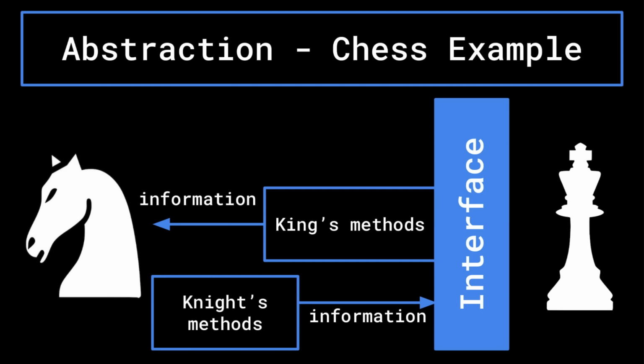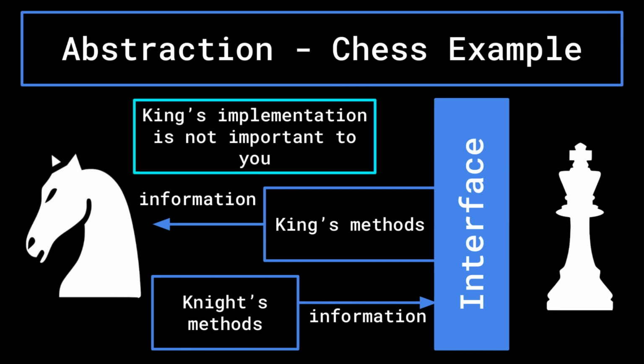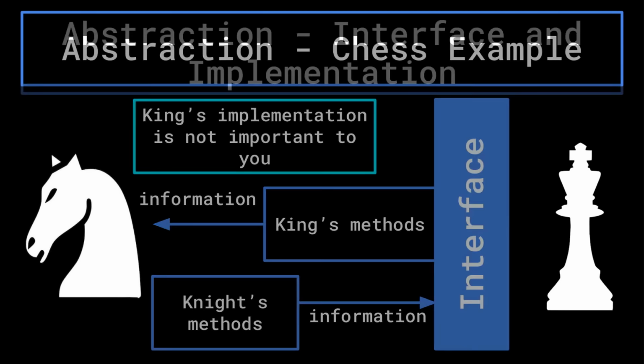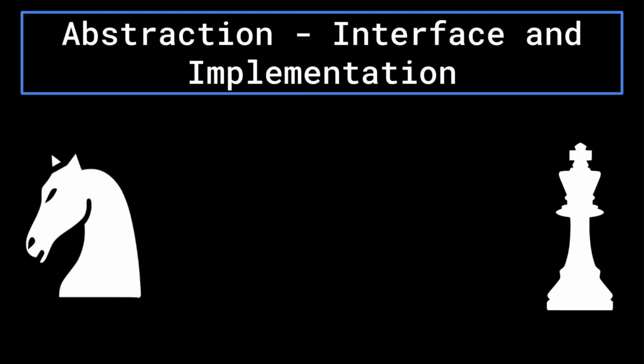As you program the knight class, you should not be concerned with how the king is determining whether or not it is in check. The king's method that tells the knight whether or not it is in check is part of the interface, but how exactly it does that is part of the implementation. This manner of only allowing the classes to interact through a predetermined interface prevents different pieces of the program from becoming completely coupled together.